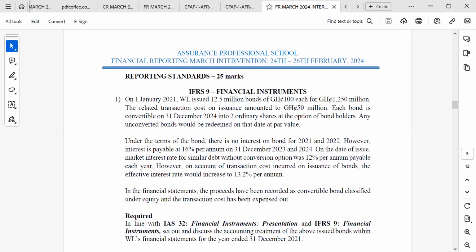On the date of issue, market interest rate for similar debt without conversion option was 12% per annum payable each year. However, on account of transaction costs incurred on issuance of bonds, the effective interest rate could increase to 13.2% per annum. In the financial statement, the proceeds have been recorded as convertible bond classified under equity and the transaction cost has been expensed out. Okay.